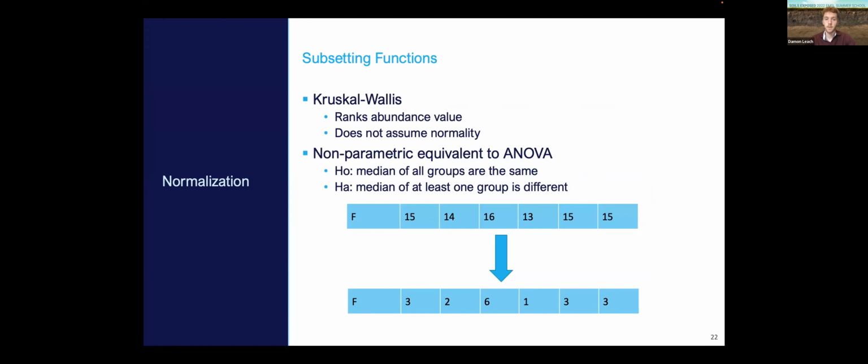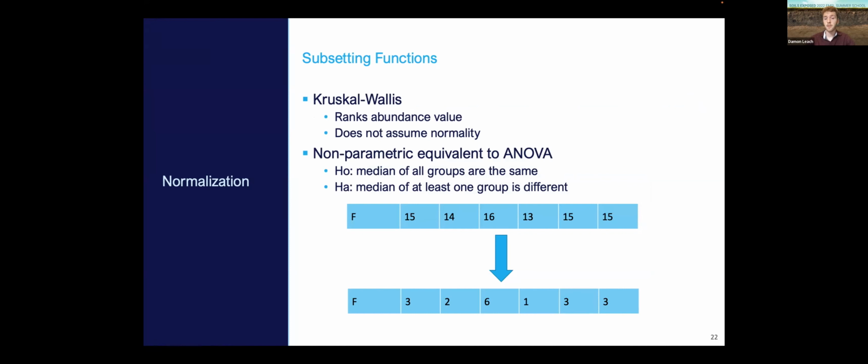Next slide. Before I talk about the next ones, we have to do a slight side tangent and talk about the Kruskal-Wallis test, because that's what we're going to use in order to determine the subsetting. The Kruskal-Wallis test is essentially the non-parametric equivalent to ANOVA, and it's non-parametric because it doesn't assume normality.